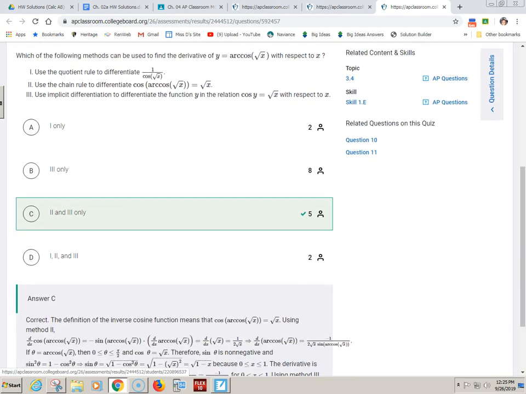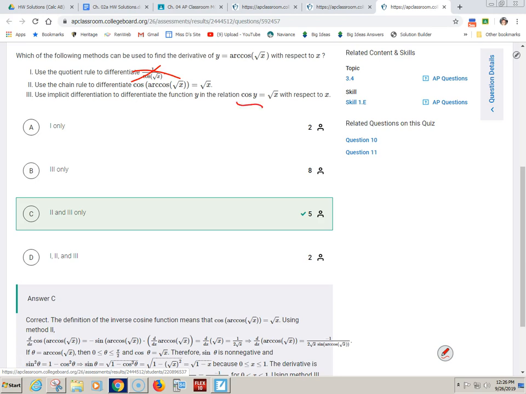Which of the following methods can be used to find a derivative of cosine inverse? Didn't I say tomorrow there's going to be an inverse trig of a fraction? Just to be aware, this one's a little bit nicer than that. Which of the following methods can be used? Quotient rule to differentiate. Wait, is arc cosine the same thing as secant, 1 over cosine? No, forget that. It's not a reciprocal, it's an inverse. Use the chain rule to differentiate cosine of arc cosine of square root of x, let's come back to that. Use implicit differentiation to differentiate. I don't know what's going on there. That cancels out.